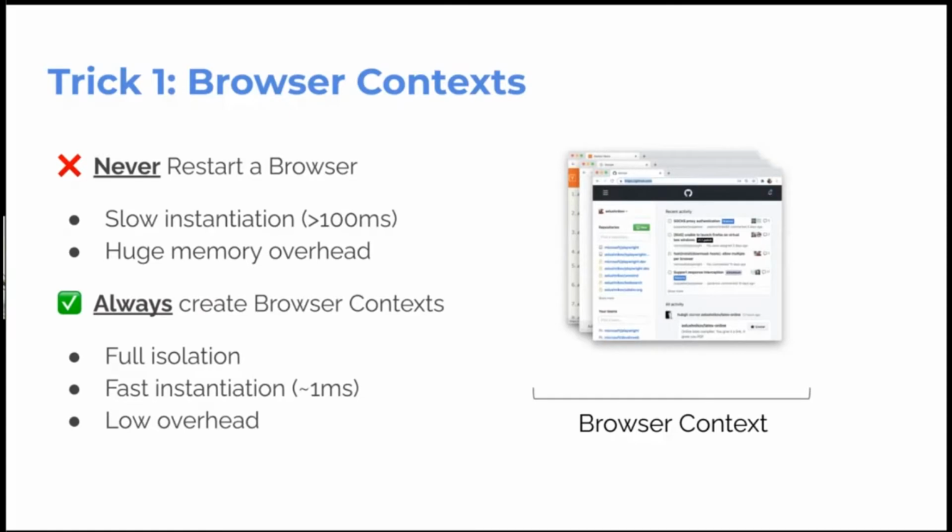Now, browser contexts give you the same isolation as a browser process would do, but they are crazy fast to instantiate. They're actually equally fast to close and to destruct, and they have super low, like negligible, tiny memory overhead. So you can create as many of them as you wish.